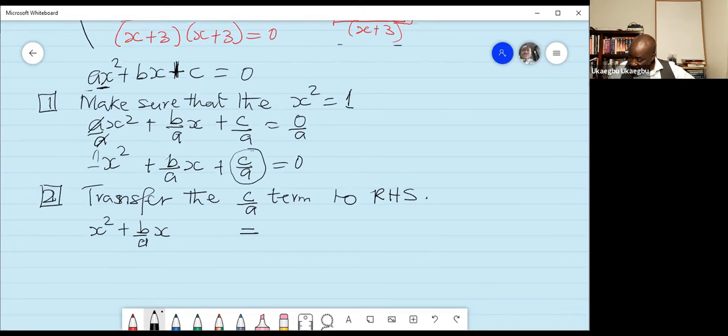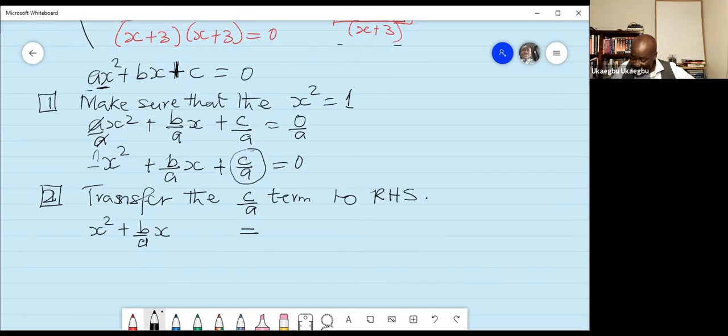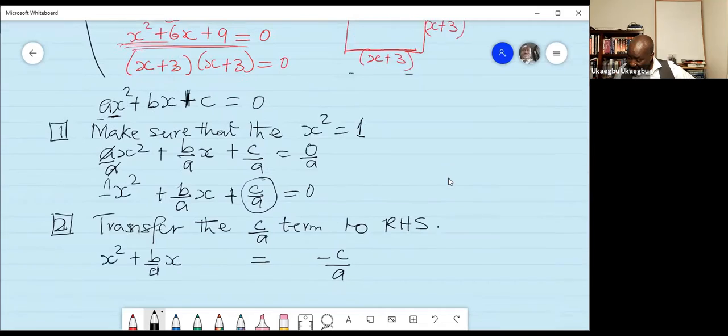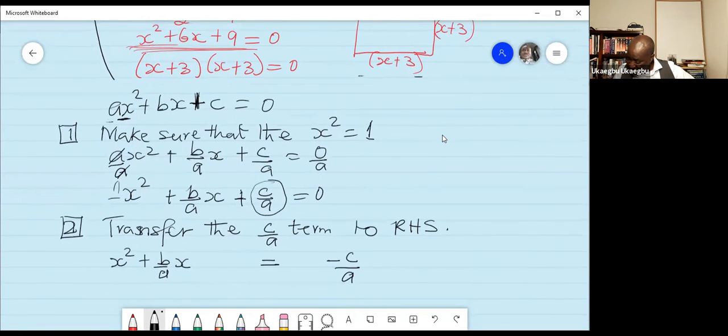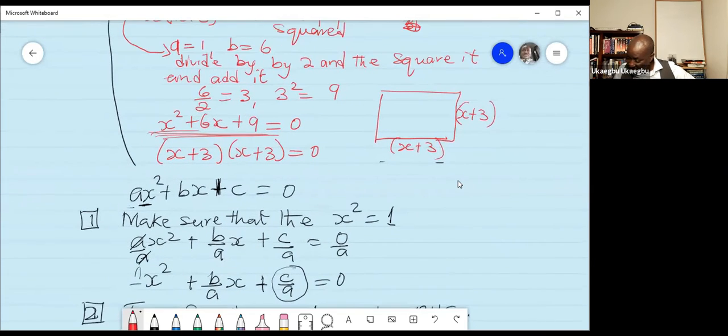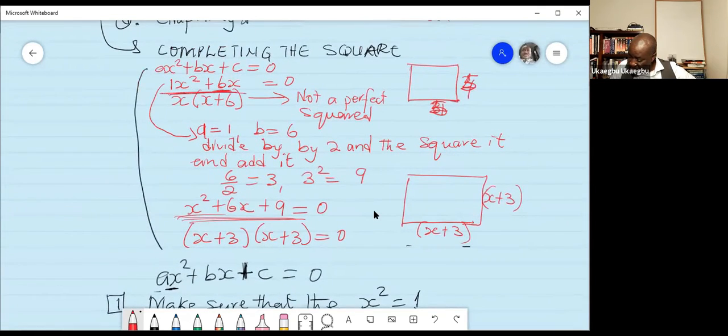Okay, so when you transfer positive to the right side, it becomes what? Negative. So write your negative c over a. So now you can see that this very expression, let me just underline it temporarily, is beginning to look like this very expression. Is it not true?